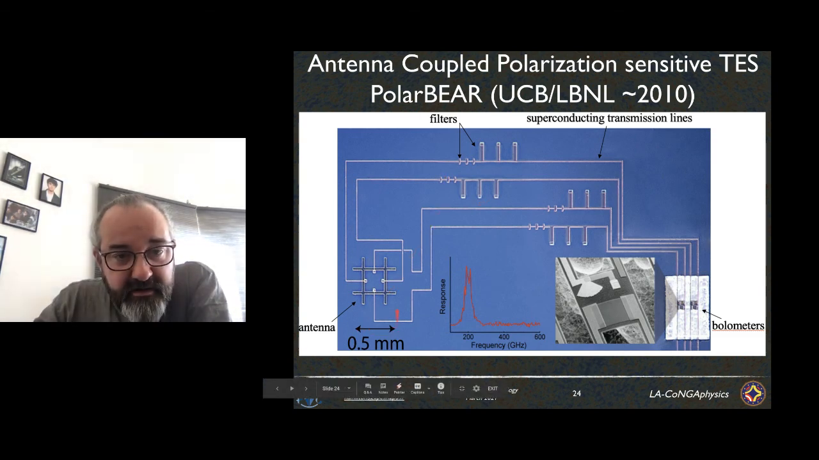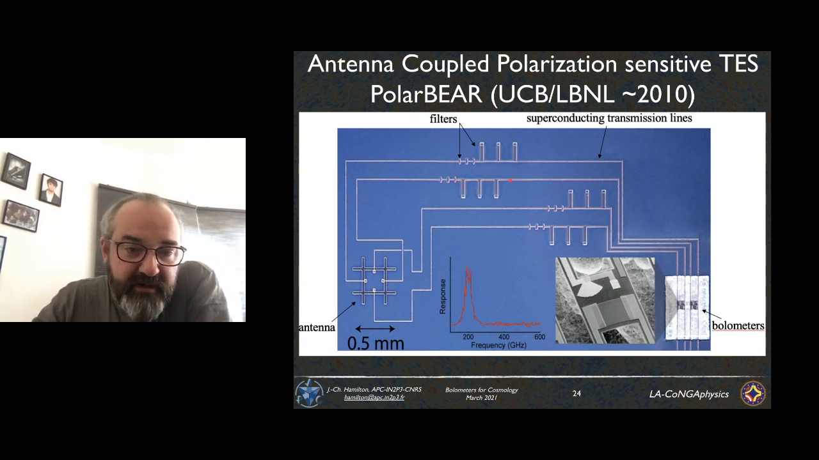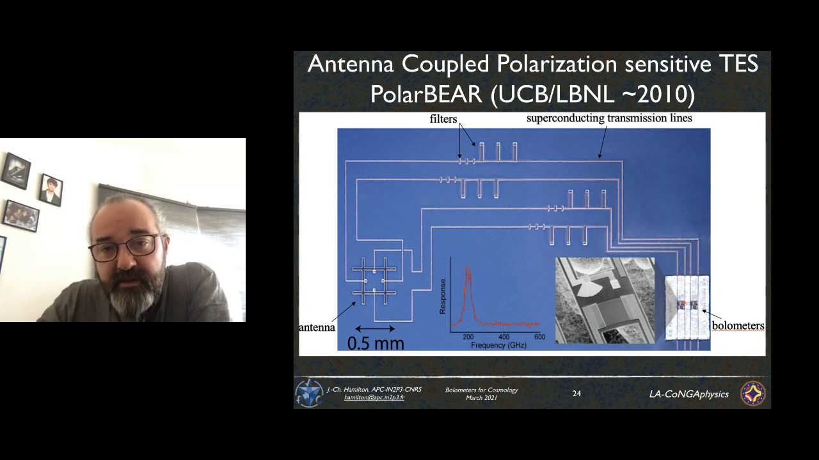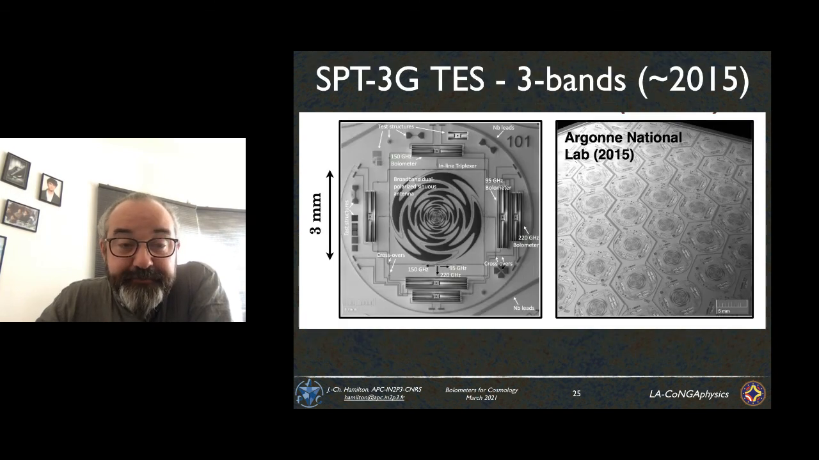0.5 millimeter here, very, very small. So you have these filters that allow you to select the wavelength you want, and you have a response that is very well established in frequency. And then the bolometer is at the end of the line here. So the energy that is captured here is dissipated here after being filtered. So that's a very nice design, very, very clever and very interesting.